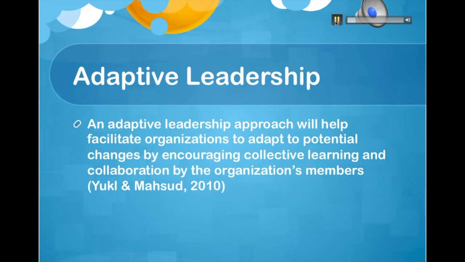Adaptive leadership. An adaptive leadership approach will help facilitate organizations to adapt to potential changes by encouraging collective learning and collaboration by the organization's members.